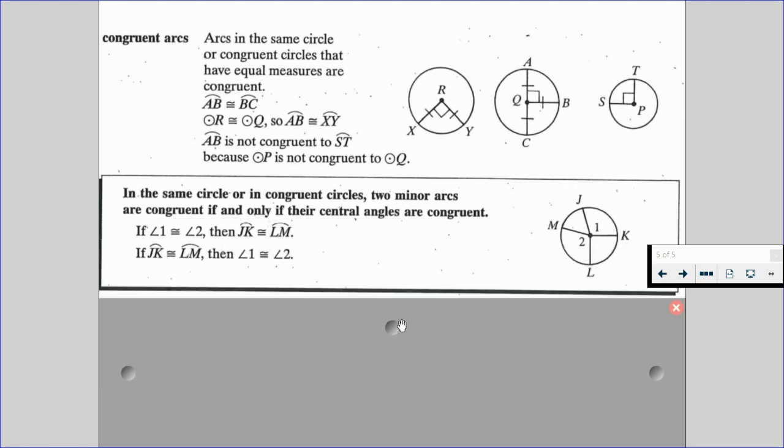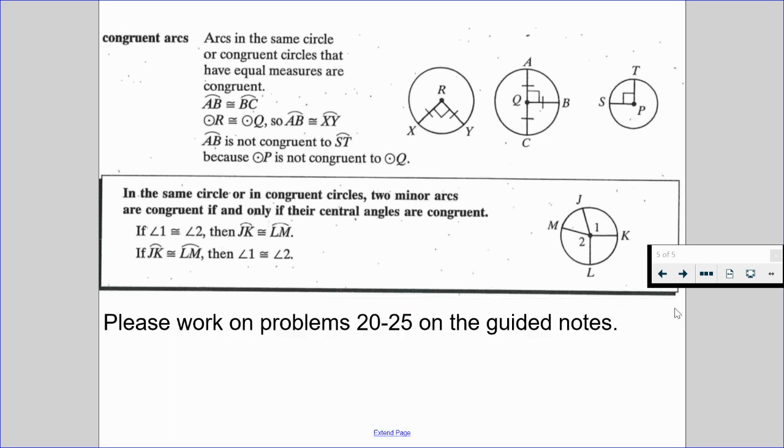So this summarizes it up. In the same circle or in congruent circles, two minor arcs are congruent if and only if their central angles are congruent. So if angle 1 is congruent to angle 2, then minor arc JK is congruent to minor arc LM. And likewise, if minor arc JK is congruent to minor arc LM, then angle 1 is going to be congruent to angle 2.